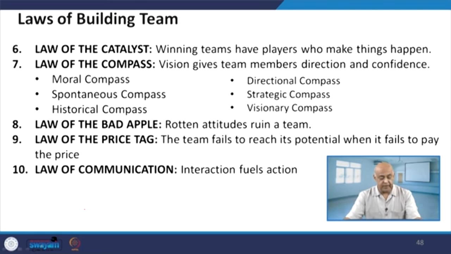So, law of the bad apple, rotten attitudes in a team. So, therefore, rotten attitudes should be avoided. Law of the price check, the team fails to reach its potential when it fails to pay the price, right. So, whatever work has been done by this particular team, that is up to its extreme potential. Right. So, therefore, it will always be better that we explore the potential as much as possible. Law of communication, interaction is the fuel for action.